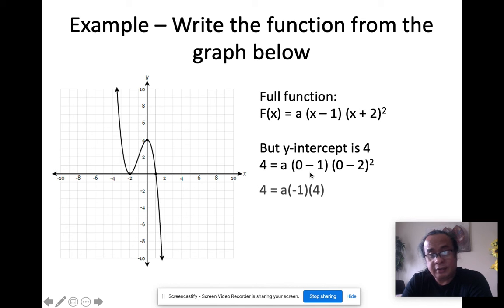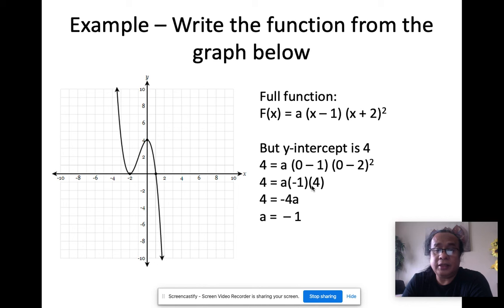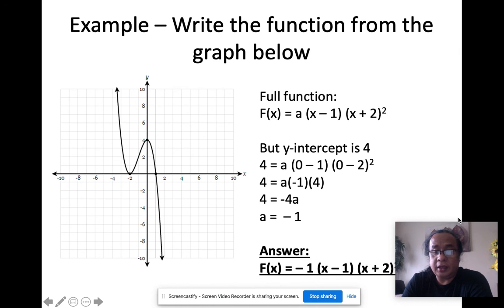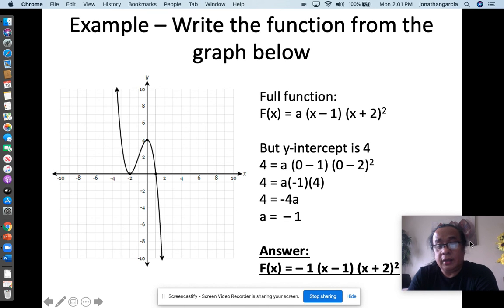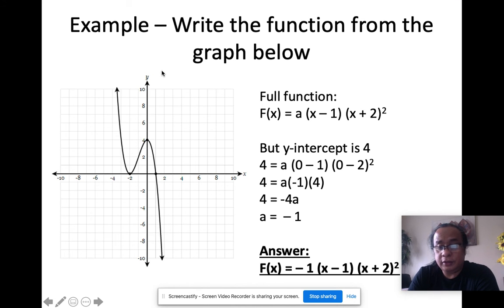Okay? So that's going to be, multiply that. So a, 0 minus 1 is negative 1. This is 2 squared. It's positive 4. That gives you 4 equals negative 4a. And then if I solve for a, a equals negative 1, which shows me that the full function is actually equal to negative 1 times x minus 1 times x plus 2 squared. So just substituting a. Okay? Have any questions so far? Okay?